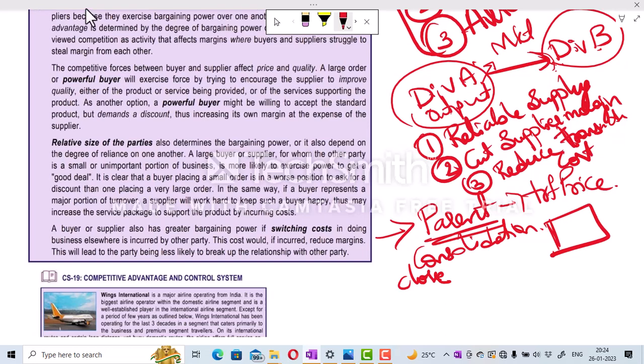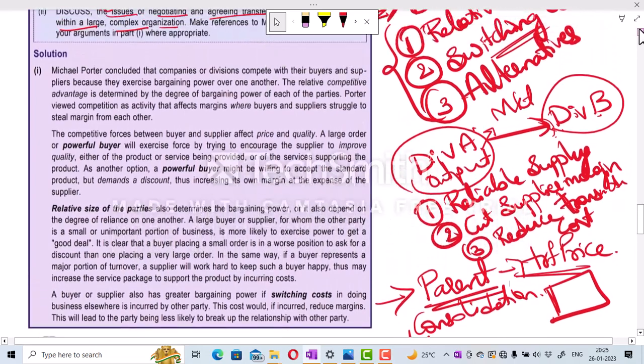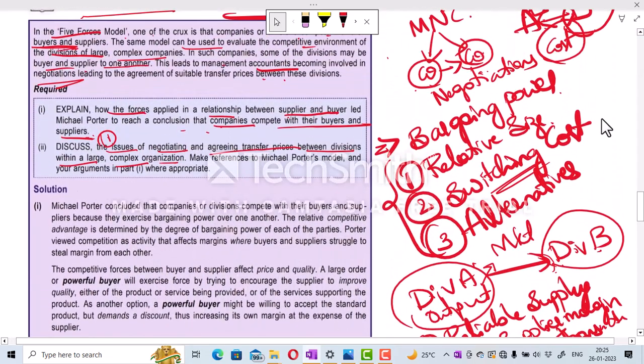So it is better to use any of the methods from transfer pricing and find the better product price. I think I have answered the two questions. What is the question? See, first question, they are asking why companies compete with buyers and suppliers, because they have the bargaining power, and they will compete with them.